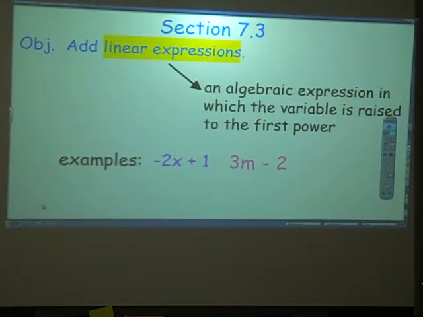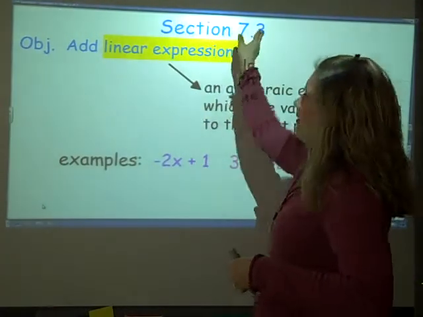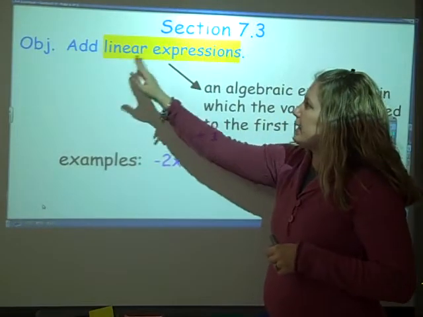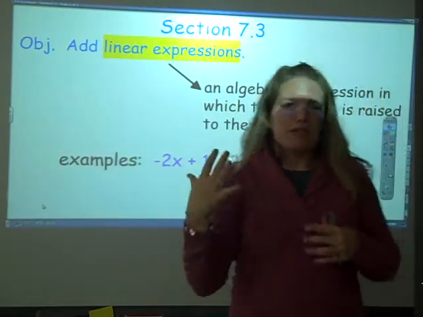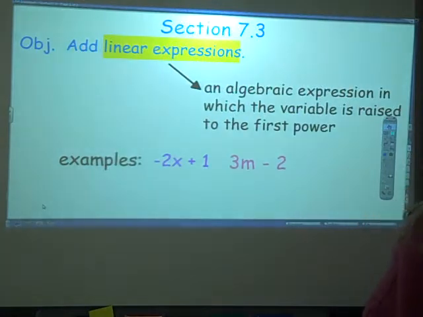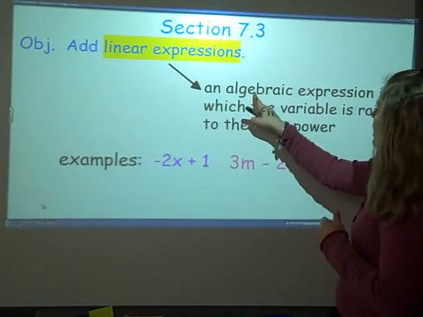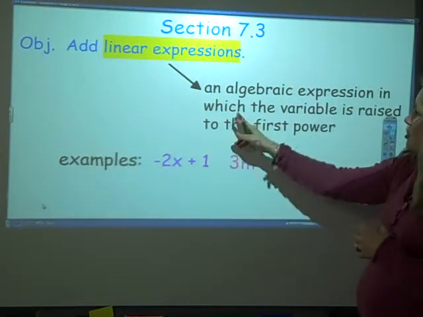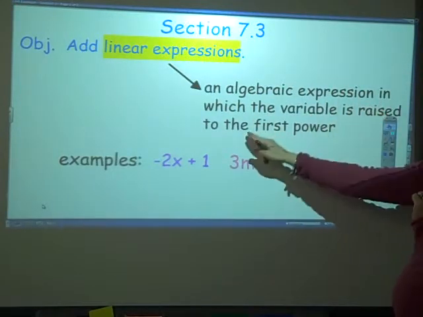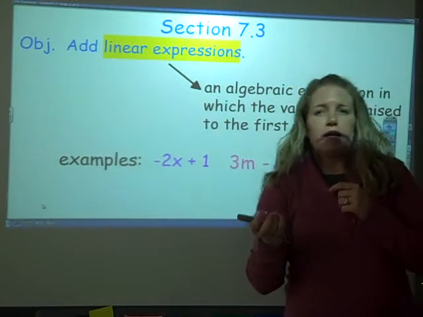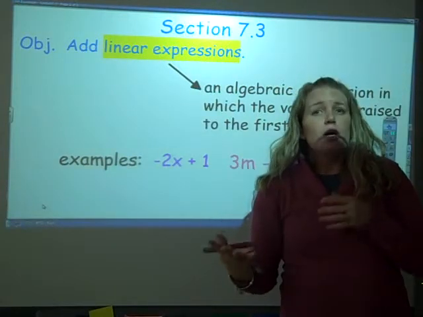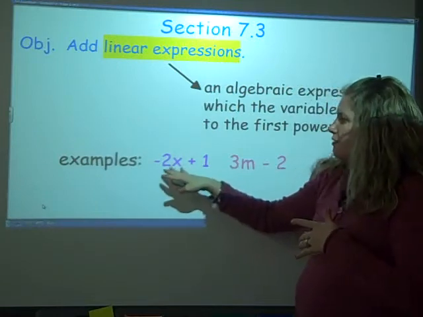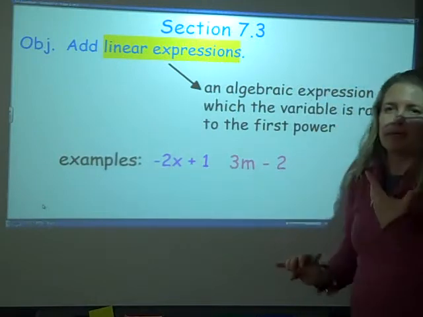Everyone. Okay, we're going to be working on section 7.3, which is adding linear expressions. And so first let's learn what a linear expression is. A linear expression is an algebraic expression, so we're going to have variables and numbers, in which the variable is raised to the first power. So there won't be any exponents other than 1, which we don't write. So you're just going to see variables and numbers, and these are some examples of them.